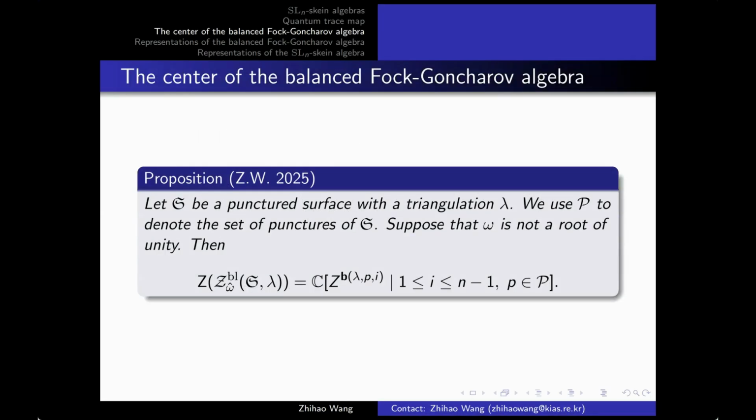So here is a proposition. Let S be a punctured surface with a triangulation lambda, and P the set of punctures of S. Suppose that omega is not a root of unity. Then the center of the balanced part is the polynomial ring generated by Z to the power of B for all these vectors B.